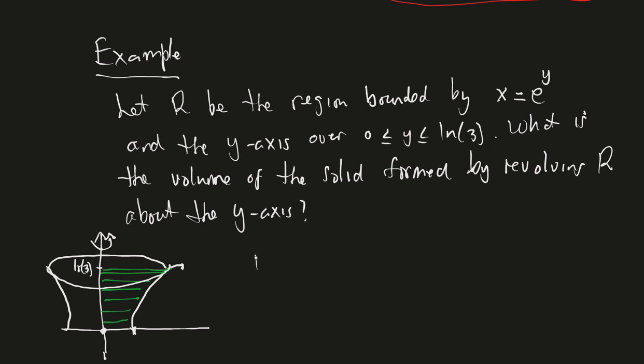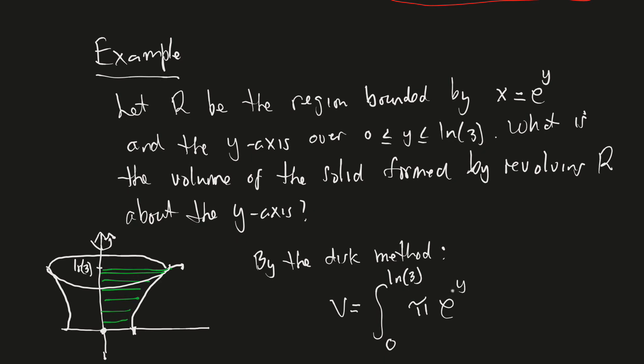So by the disk method, it says the volume is, you take the integral, and the integral goes from the lower y to the upper y. So those are my limits. And the formula is pi times the function squared. And this function is e to the y. So it's e to the y squared dy.